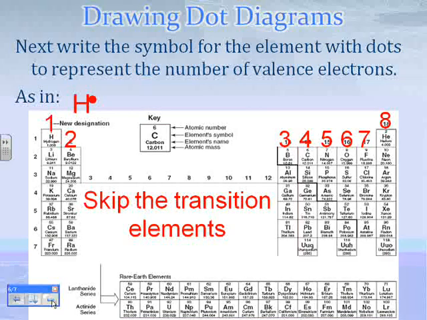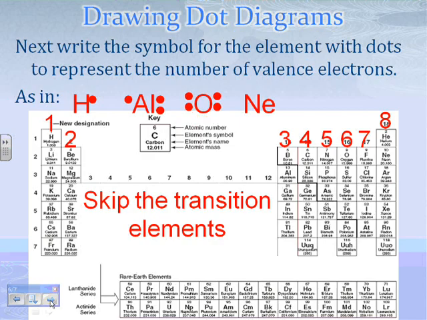Next one. Let's say we do aluminum. Where's aluminum at? Third column. So it's going to have 1, 2, 3 dots. Everybody got this? All right, how about this one? Oxygen. 6th column. How many dots are you going to have? 6. Helium? That's something like that. 6 dots. Then the 8th column.